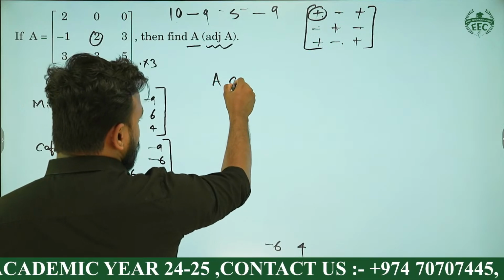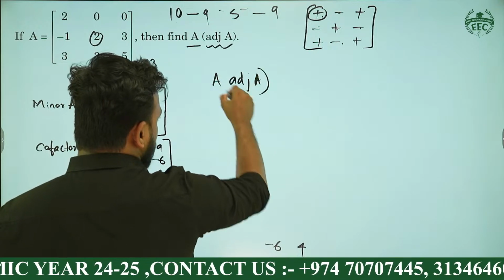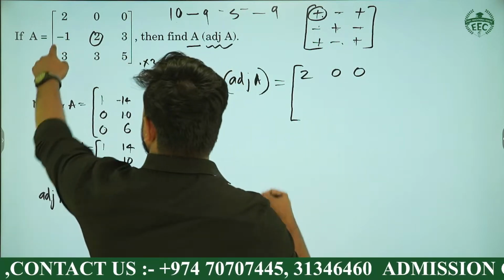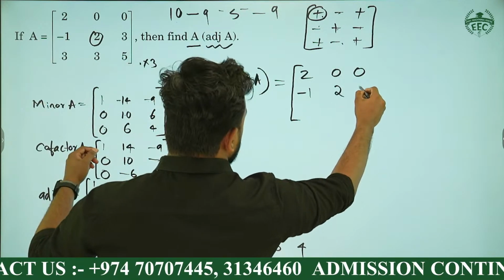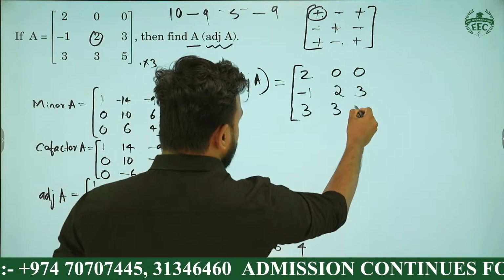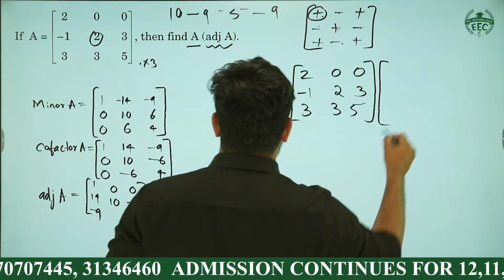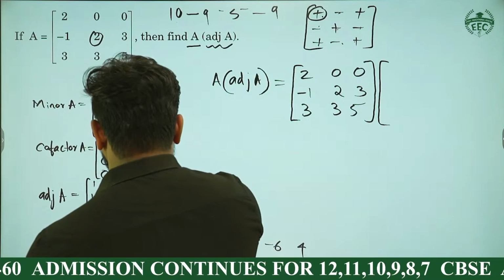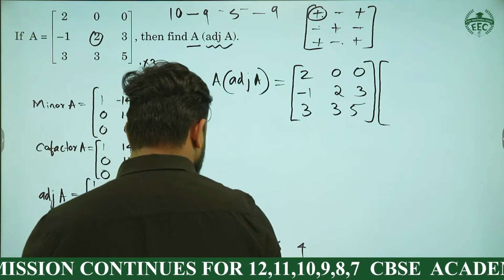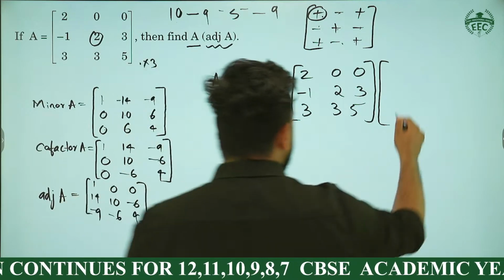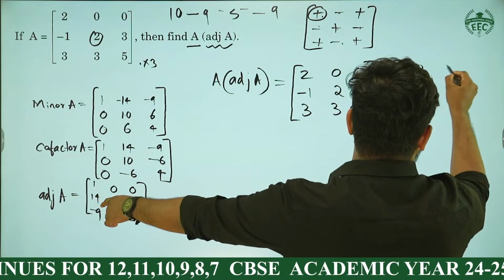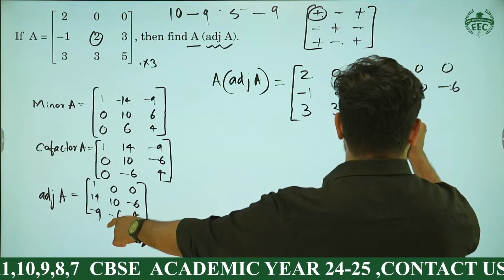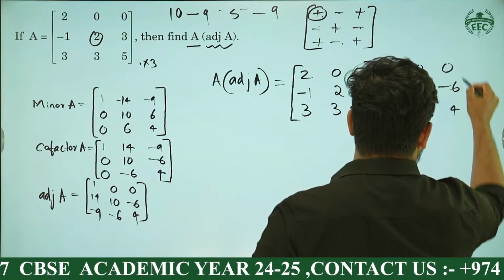Now we want A into adjoint A, and we have A. What is A? A is 2, 0, 0, minus 1, 2, 3, 3, 3, 5, into adjoint A. What is adjoint A? Okay, adjoint A is 1, 0, 0, 14, 0, minus 6, minus 9, minus 6, and 4.